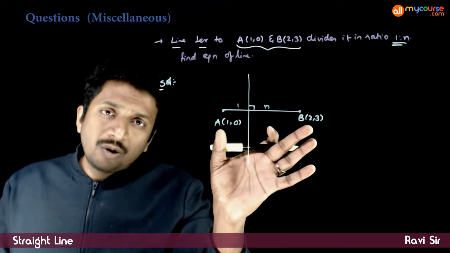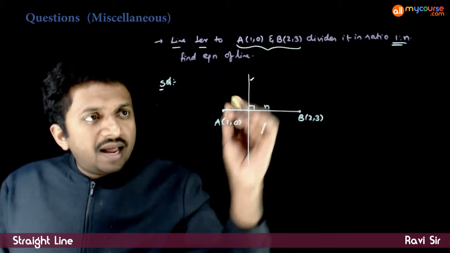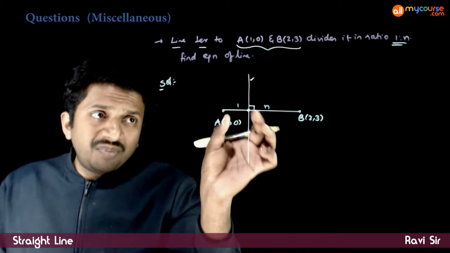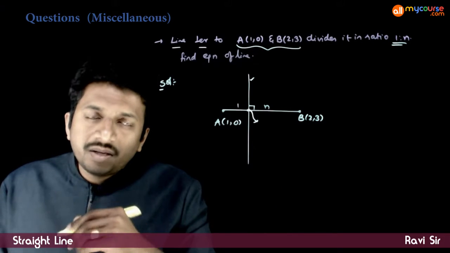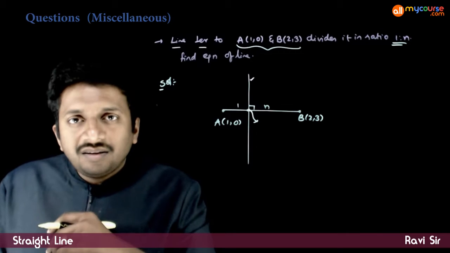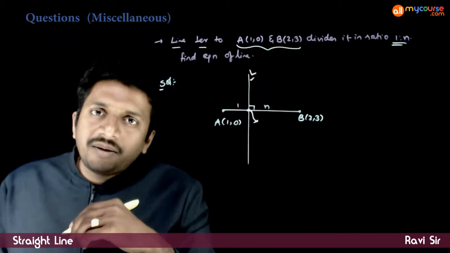We can find the slope of AB, hence we can find the slope of this line. And this line is passing through a point which divides AB in the ratio 1:n. So you can find this point also. So once you find this point and this slope, you can get the equation of the line. So let us say this line as L.